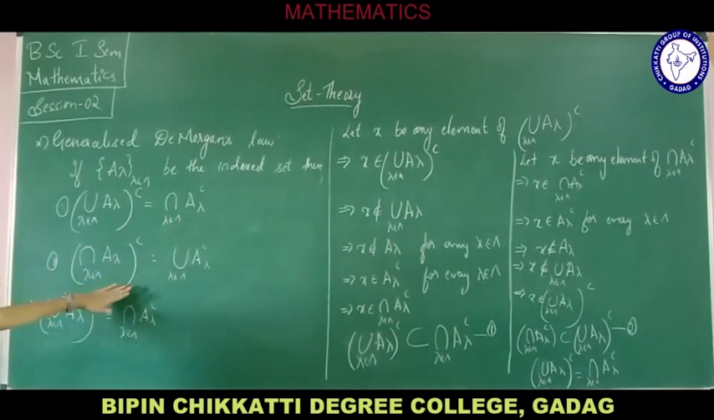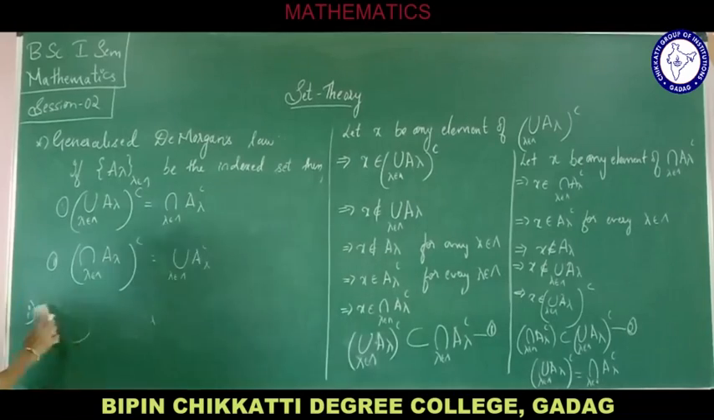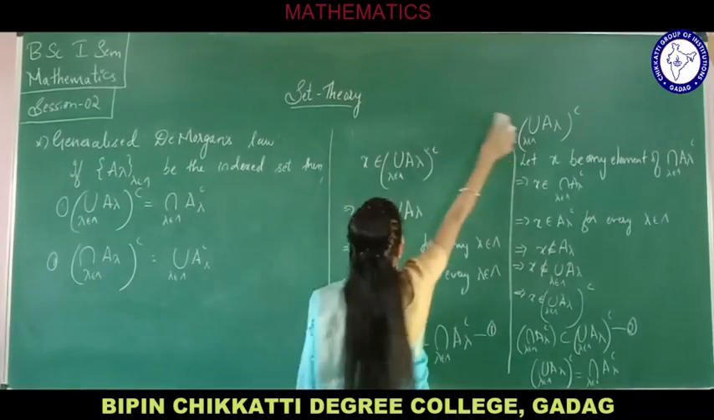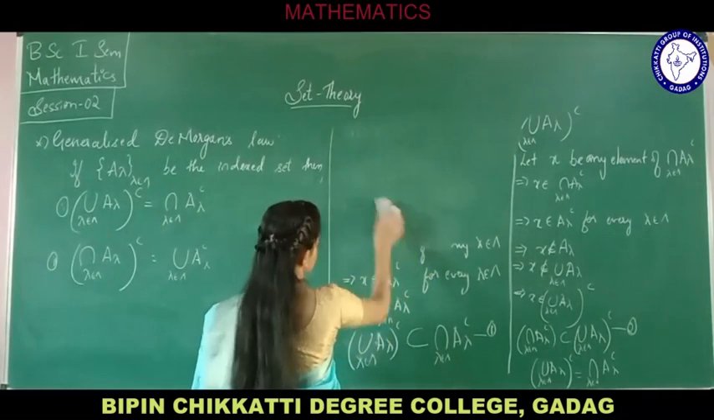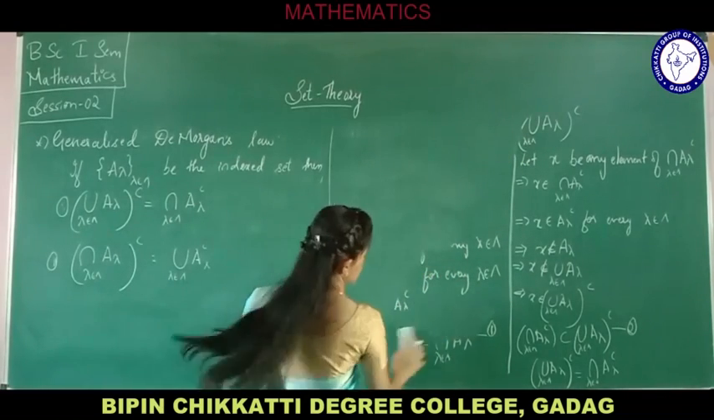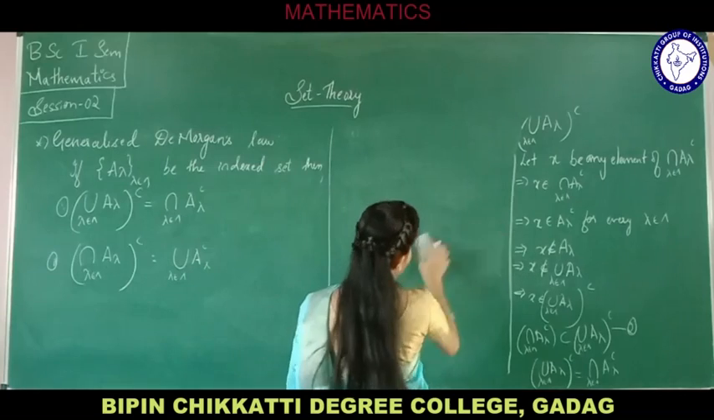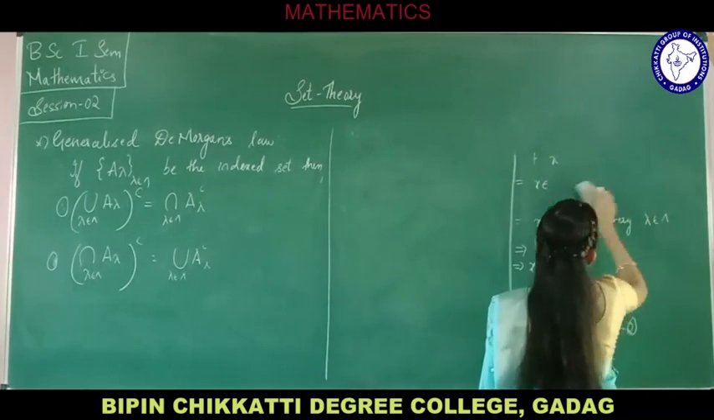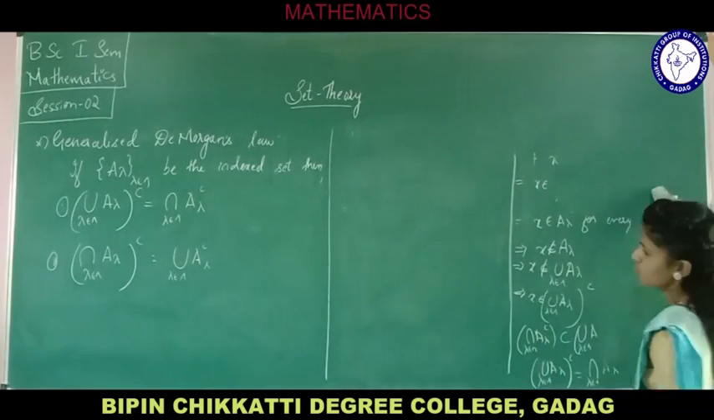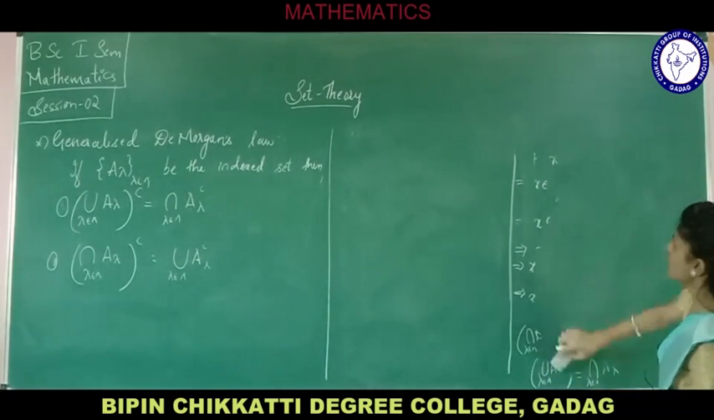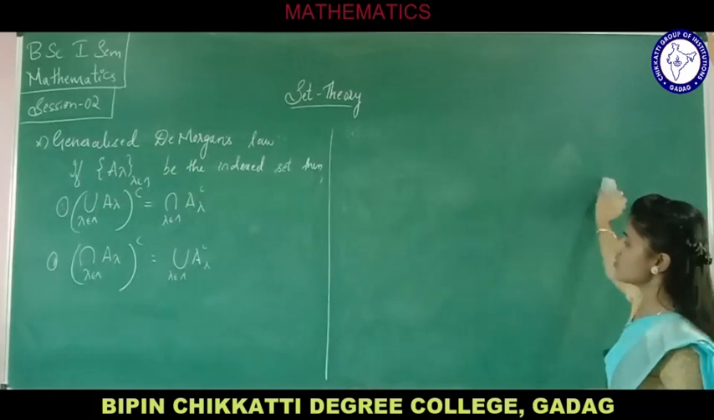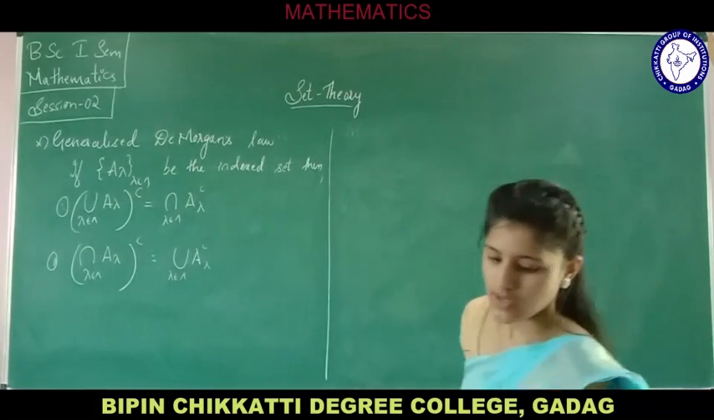Now let us prove the second part, keeping this and continuing. We shall prove the second part, that is, the complement of the intersection of A lambda where lambda belongs to this indexed set will be equal to the union of A lambda complement. The proof is the same as that of the first one. So let us try to prove it. What is it?